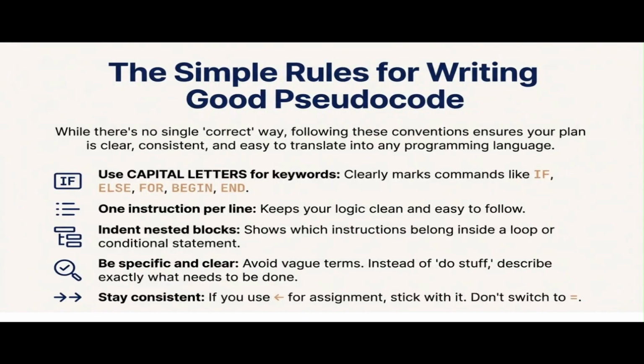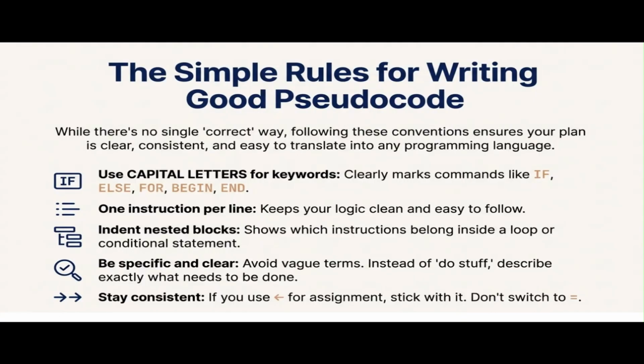Now let's talk about rules to make your pseudocode awesome. There's no one right way, but these tips keep it clear and easy to turn into real code later. First, use capital letters for keywords like IF, ELSE, FOR, BEGIN, END. It makes them stand out. Second, one instruction per line, so it's not cluttered. Third, indent nested parts, like pushing in lines inside a loop or IF statement, to show it's grouped together.